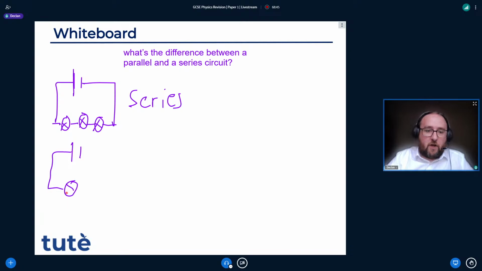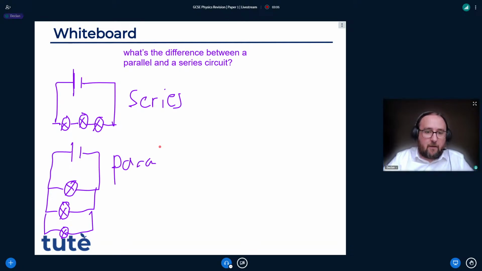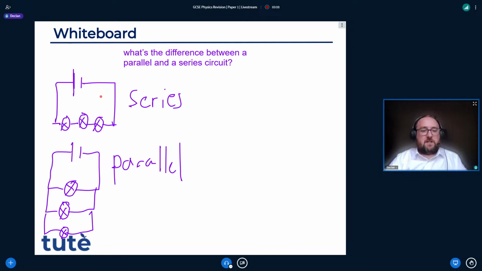So I'd start off, I'd draw my first loop. If I was having to put 3 bulbs into parallel, we'd then have the next loop. And then if I was putting another one into parallel, another loop. That's a terrible bulb. So we've got a parallel circuit here. The difference between them: series, one loop; parallel, those different branches that never touch. The current splits.